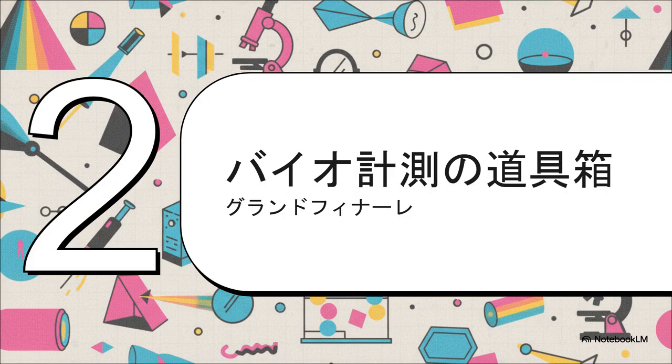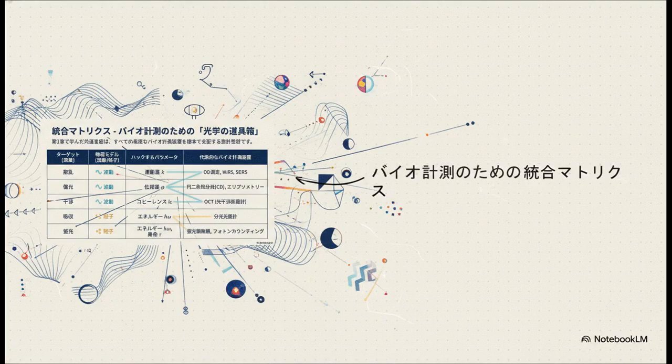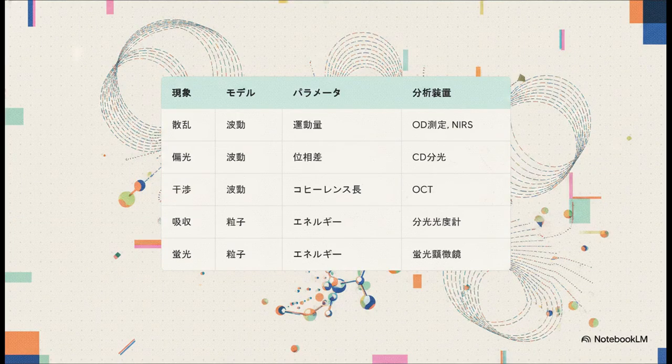And finally, Section 5, the grand finale, your optical toolbox. Let's bring all this physics out of the textbook and connect it straight to the gear sitting on your lab bench right now. Here is your master blueprint, the integration matrix. This shows exactly how every single wave and particle phenomenon we just talked about maps directly to a parameter that you can hack in the lab. Let's lock this checklist in.